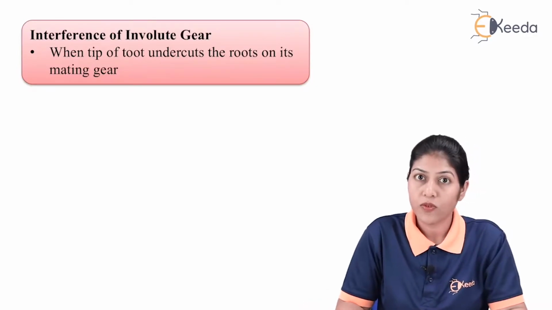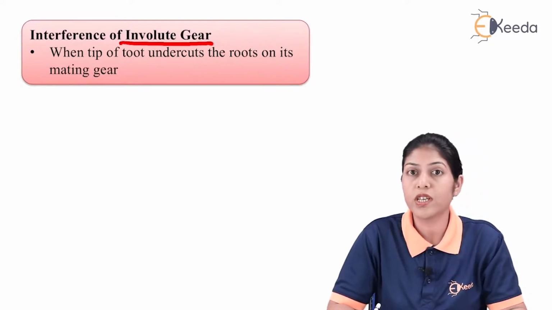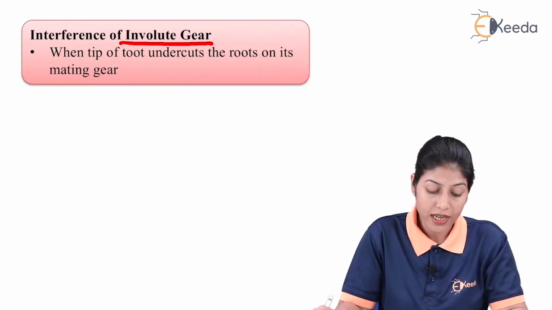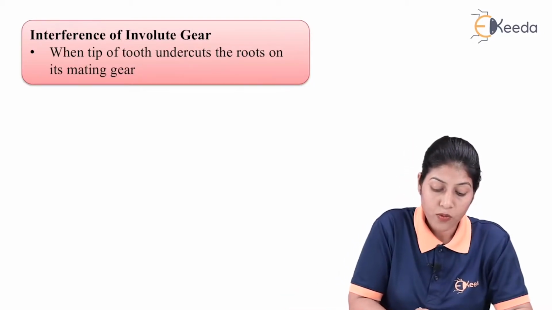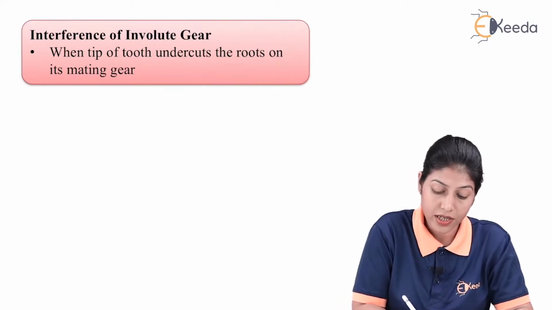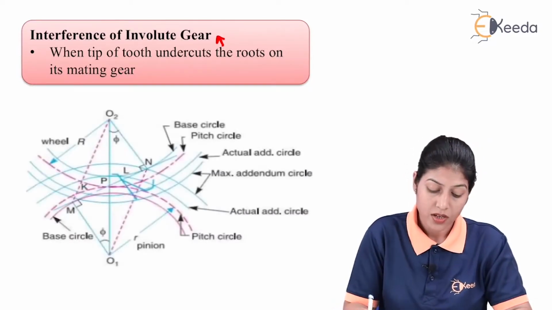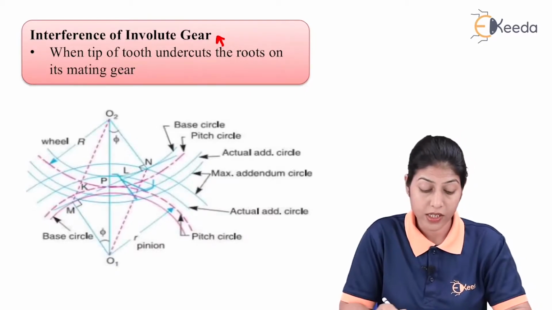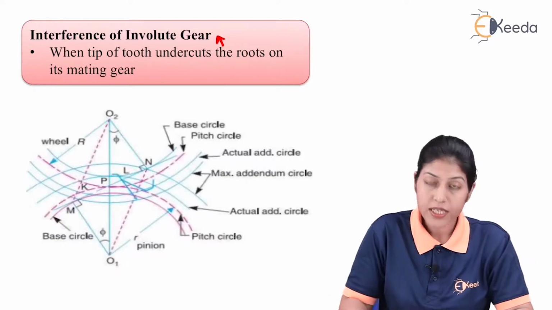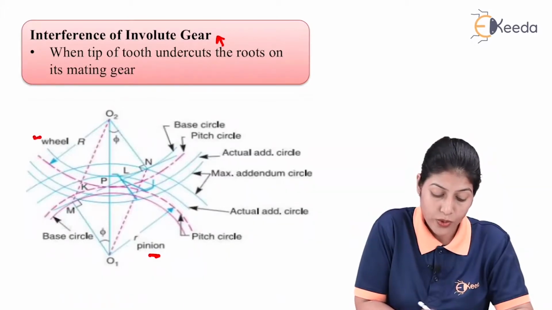So interference of involute gear generally represents the motion of involute gears, or teeth having an involute profile. When the tip of one tooth undercuts the root of its mating gear, it represents the interference of involute gear. Here is the diagram, so you will better understand the concept of interference with its help. Here we are considering two gears, one called the pinion and the other called the wheel.